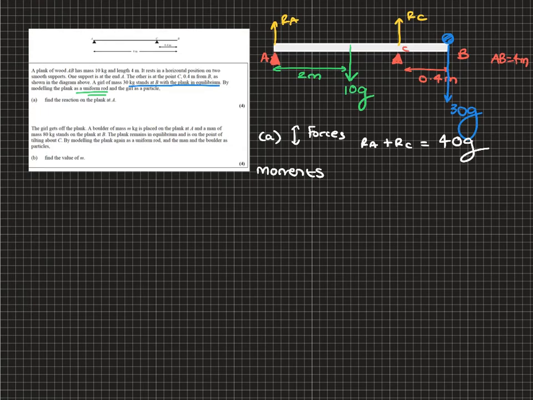Now, remember what we've talked about previously. If we take moments about point A, we can instantly eliminate RA because it has 0 perpendicular distance from point A, so it has 0 moment about A. So let's do this and let's look at the directions of the moments of each of the other forces. So A is our pivot. 10g will produce a clockwise moment about A.